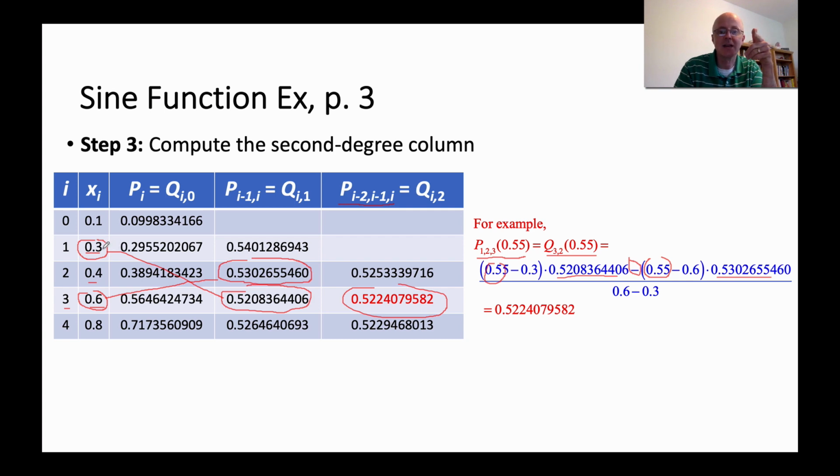So once again, you take x, 0.55, minus the smaller node here, that difference times this number, and then minus 0.55 minus 0.6 times this number. Do not go up to that number there. Don't forget to divide by 0.6 minus 0.3, and you should get this. Take the time to double check that. Okay? We're getting close to being done here.